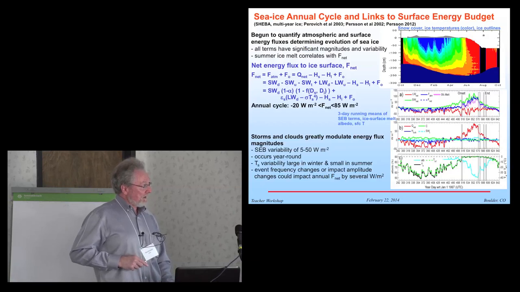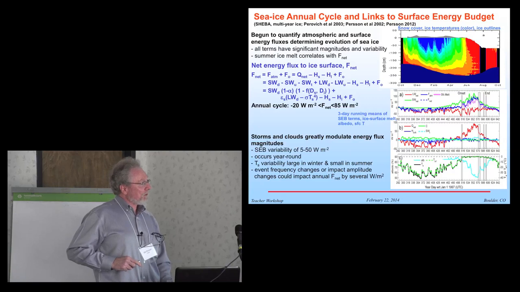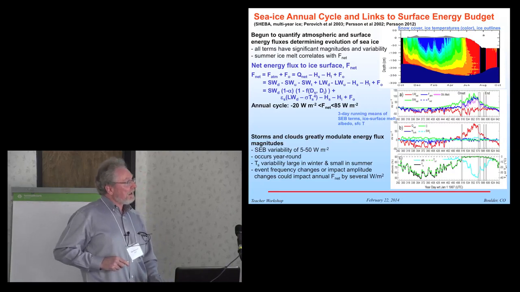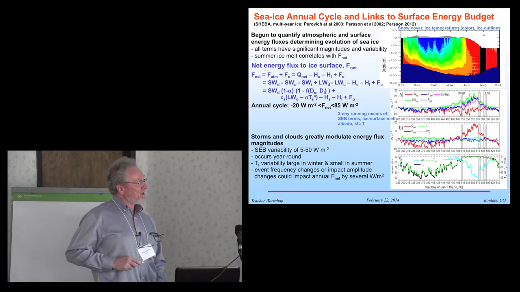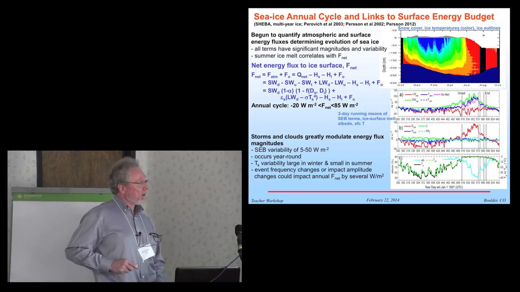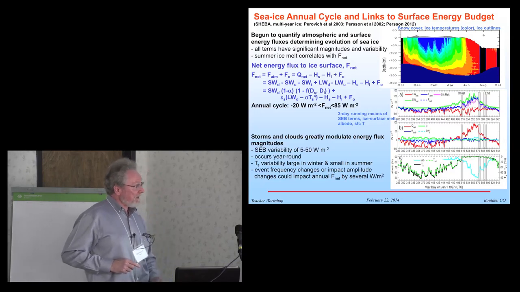At the SHEBA site, that began our ability to quantify the atmospheric and surface energy fluxes determining the evolution of sea ice. Generally what was found was that all terms have significant magnitudes and variability, and the summer ice melt correlates well with the net energy flux. So if we look at net energy flux rather than, say, temperature, we actually get a good matchup with the changes in the sea ice amount.